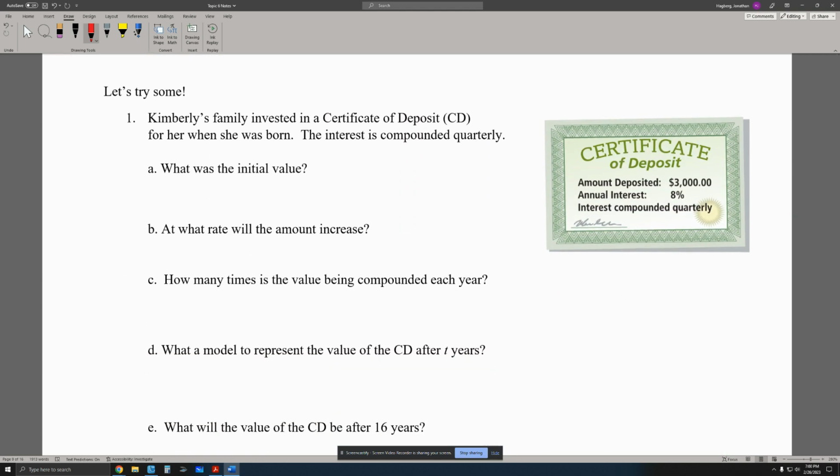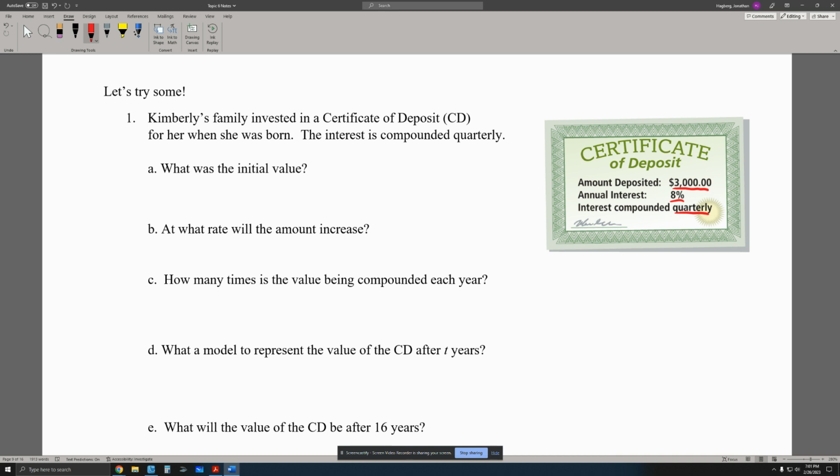So here we have Kimberly's family invested in a CD, or a certificate of deposit, for when she was born. The interest is compounded quarterly. To the right, we see the CD. The initial amount deposited is $3,000. The annual interest rate is 8%, and we know that it's compounded quarterly.